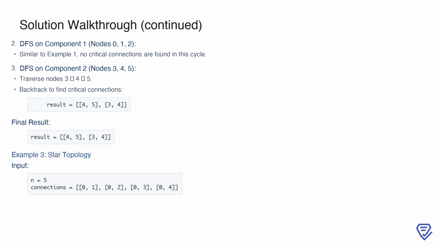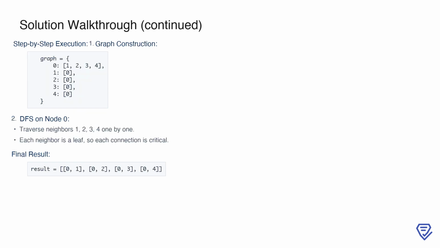Now, let's examine example 3, which illustrates a star topology. In this example, we have 5 nodes arranged in a star topology, with node 0 at the center connected to all other nodes. Constructing the graph as an adjacency list, we see that node 0 has neighbors 1, 2, 3, and 4, while each of these neighbors connects back only to node 0.